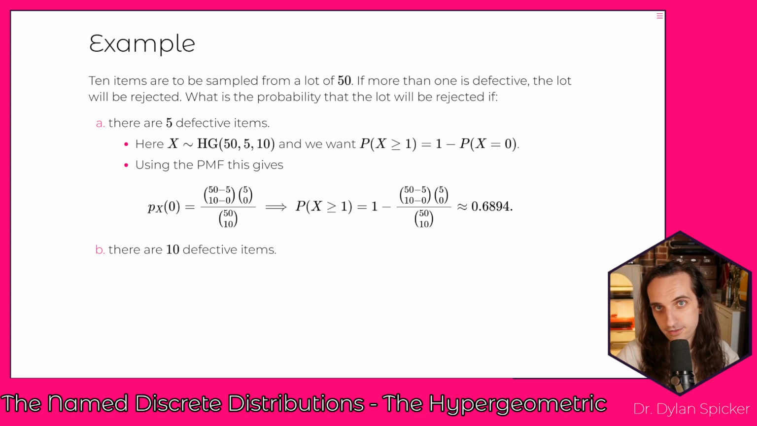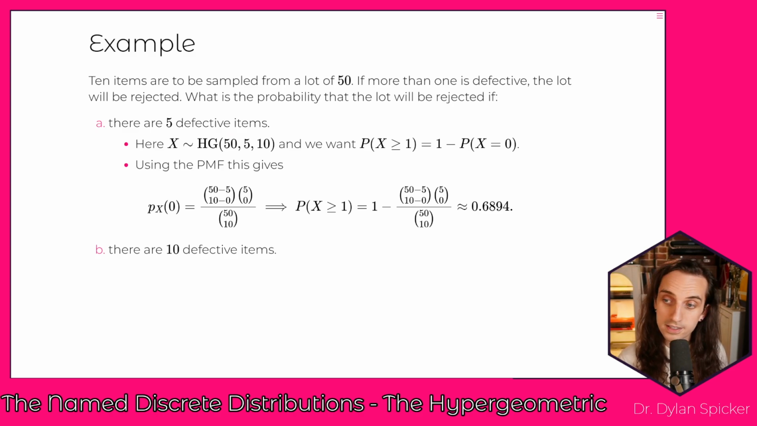Now, what if there are 10 defective items in the lot? Okay, well, here it's the exact same setup, right? But instead of us thinking about this being a hypergeometric with 50, 5, and 10, now we're going to be thinking about this as being hypergeometric, except it's going to be 50, 10, and 10, right? Because there are going to be a total of 10 defective items there, right?